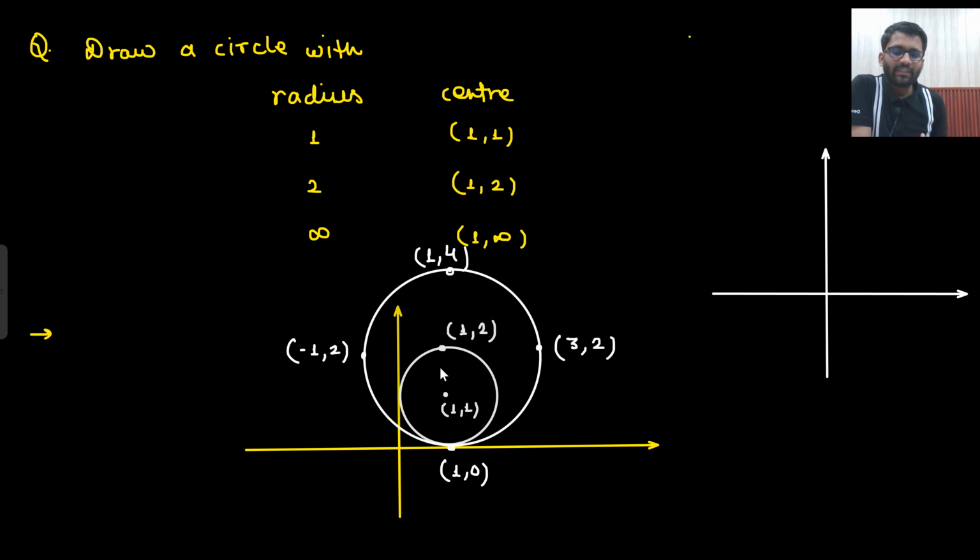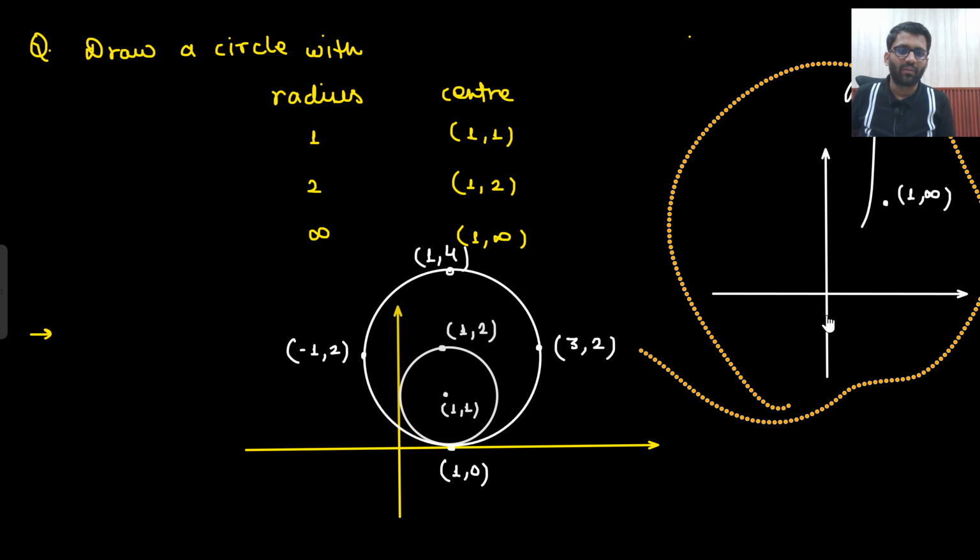In the first one, where was the center? At 1, 1. Now let's just say this is the point 1, infinity. Obviously this is not 1, infinity, but I am assuming that this is 1, infinity. Where will 1, infinity be on the y-axis? It will be too far away, right?